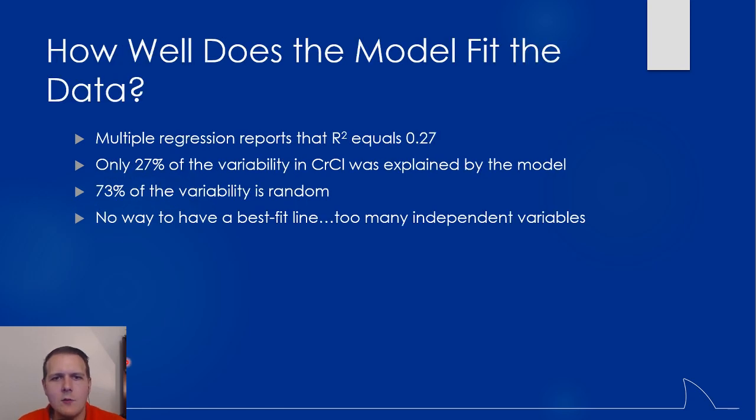So the next question to ask is, well, how well does the model actually fit the data? When you actually look at the r-squared value of this, you end up seeing it's only 0.27, meaning that only 27% of the variability in creatinine clearance was explained by the lead content. It means that the other variability we saw was random. And so because of that, there's no real way to say, well, let's have one best fit line because there's just too many independent variables there. But in this case, we can say that 27% of the variability is due to lead, and that the other variability is probably due to the other independent variables that we're running into.